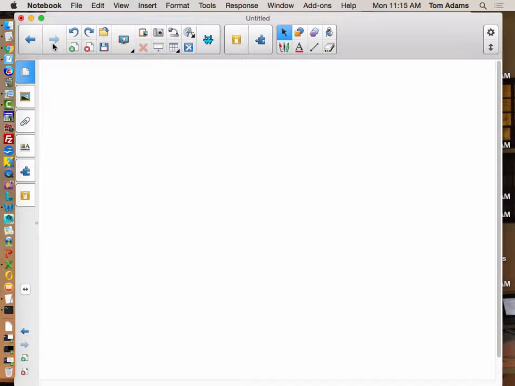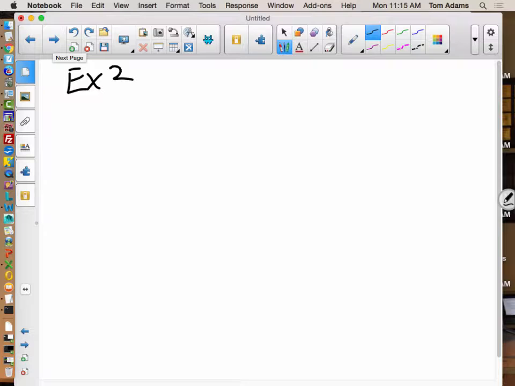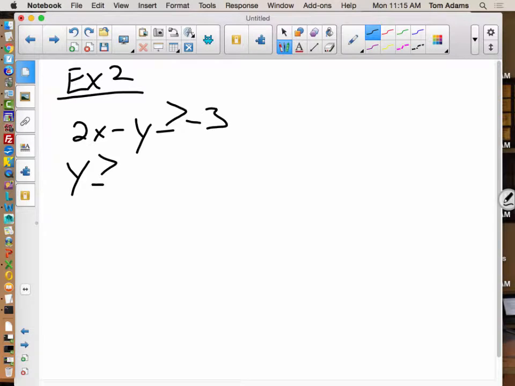We're basically going to do the exact same thing. Example number 2 wants us to solve these inequalities through graphing. All right, so let me show you what we'll do. We have 2x minus y is greater than or equal to negative 3. And then we have y is greater than or equal to negative 1/2 x plus 1.